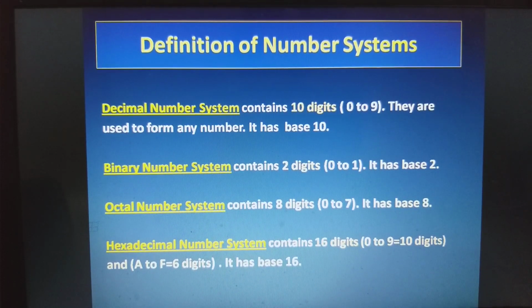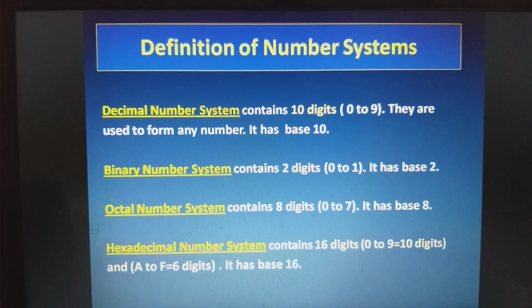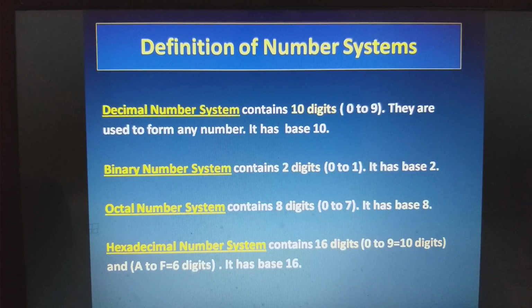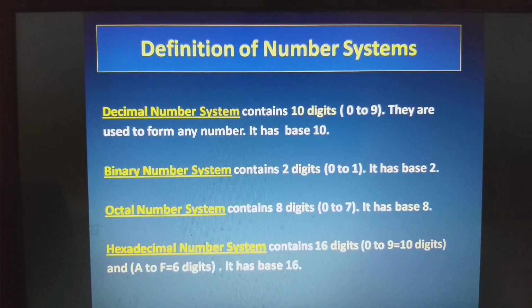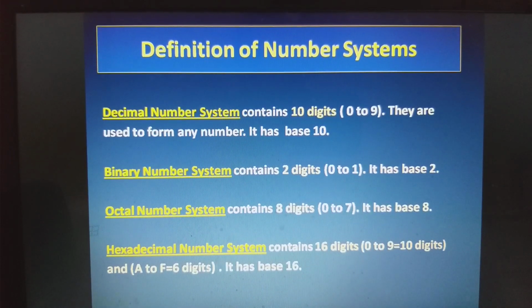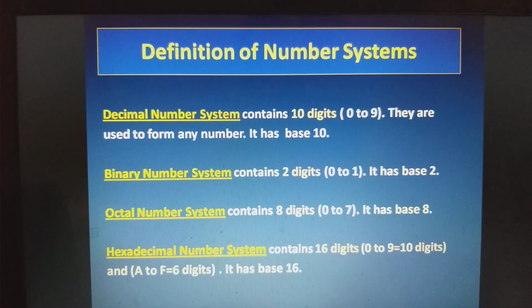So, what is a base? Base is the number of digits used in a particular number system. For example, binary number system uses 2 digits, 0 and 1. So, its base is 2. Base is also known as radix.